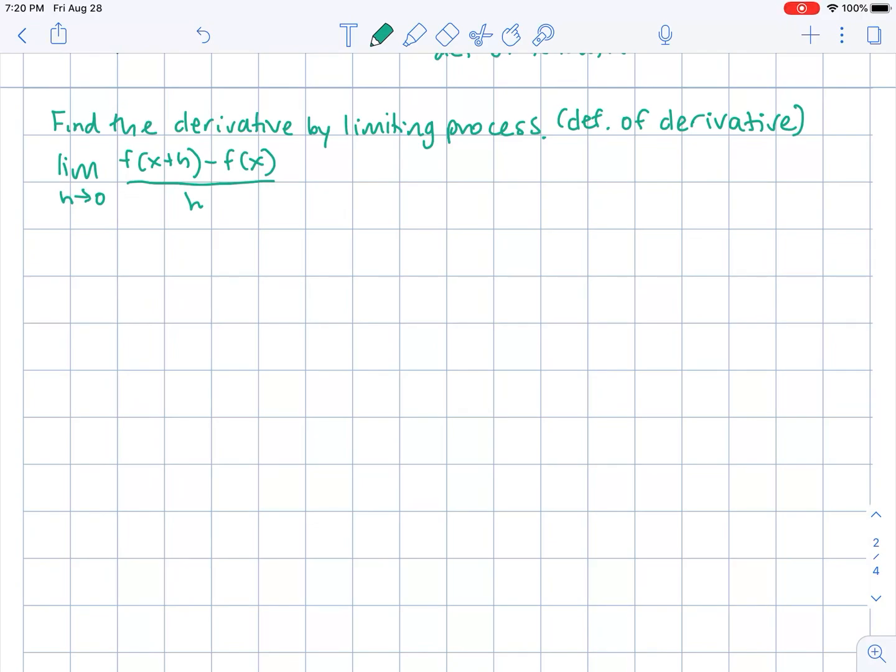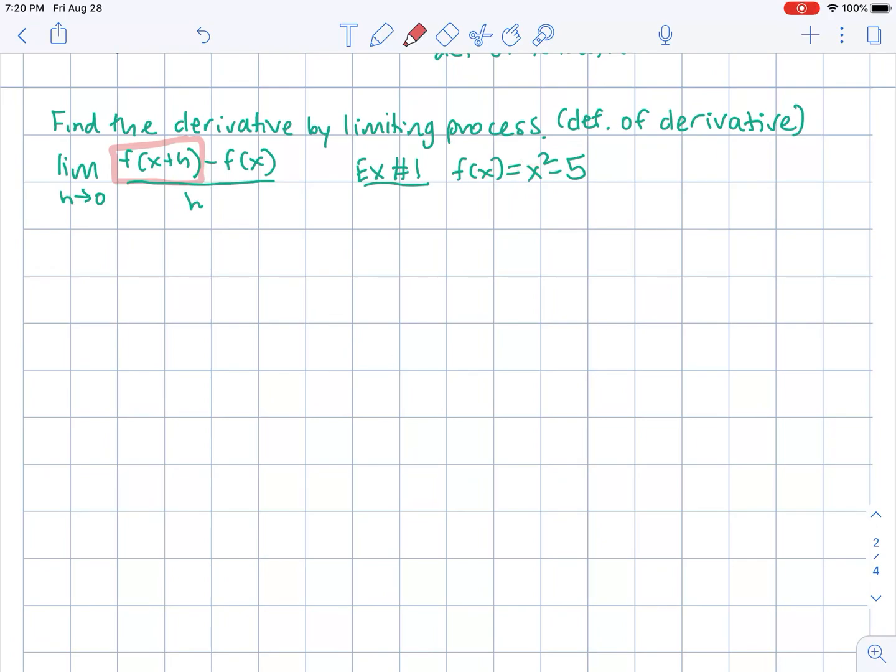You do have to have that memorized, and the function for which they want us to find the derivative of is f of x equals x squared minus 5. So now we use our knowledge of function notation. F of x plus h simply means that our input is going to be x plus h in there.